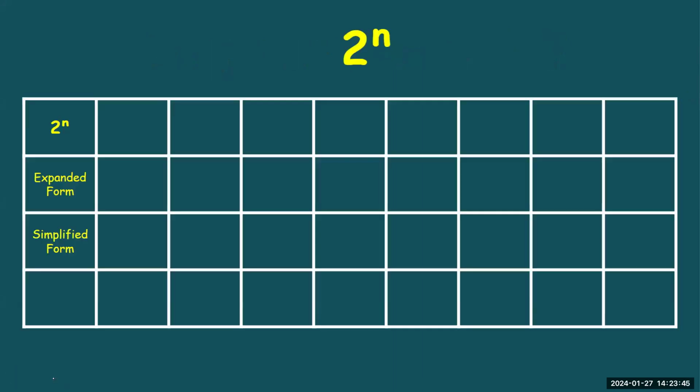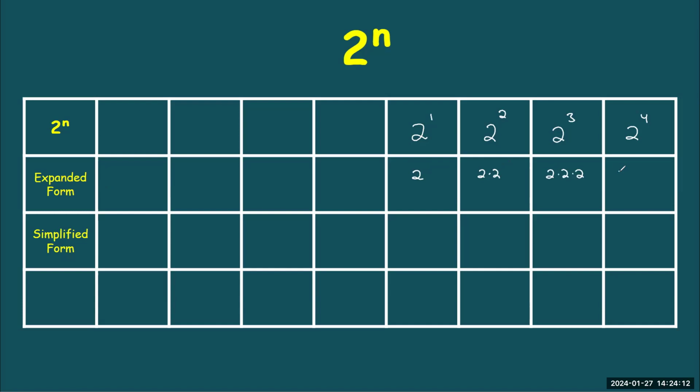So looking at 2 to the power of n, we're going to show our exponents or powers that we're more familiar with. We're going to start with 2 to the power of 1. We're going to look at 2 squared, 2 cubed, and 2 to the power of 4. We're going to look at these in expanded form. So 2 to the power of 1 is going to be 2. 2 squared is going to be 2 times 2. 2 cubed is going to be 2 times 2 times 2. And we'll follow that same pattern for 2 to the power of 4.